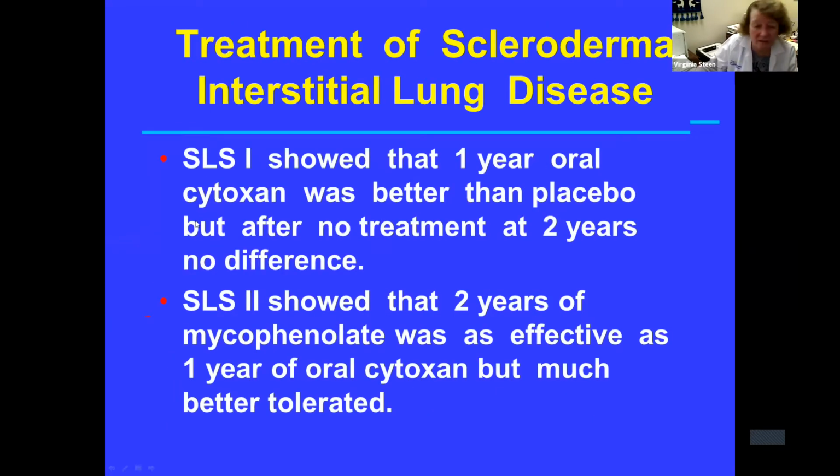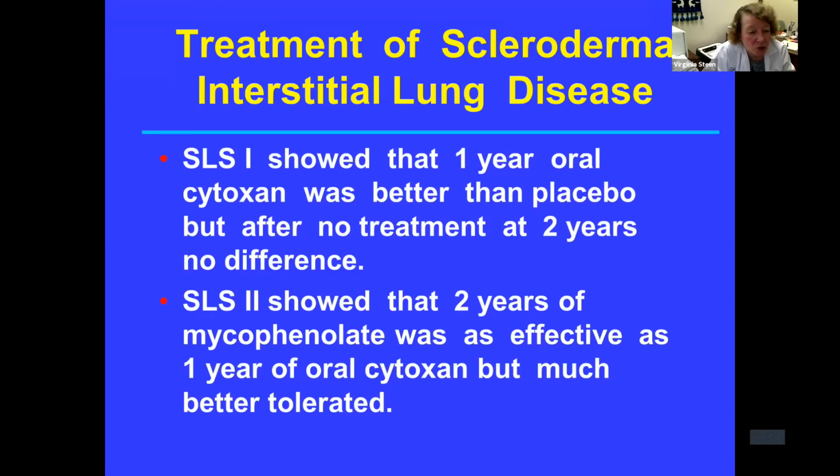So we've been doing clinical trials in interstitial lung disease for a long time. Scleroderma Lung Study 1 was a placebo-controlled Cytoxan versus placebo. It was a 1-year trial followed by another year of observation. And although at 1 year there was a significant improvement between the Cytoxan and the placebo, at the end of 2 years there was no difference.